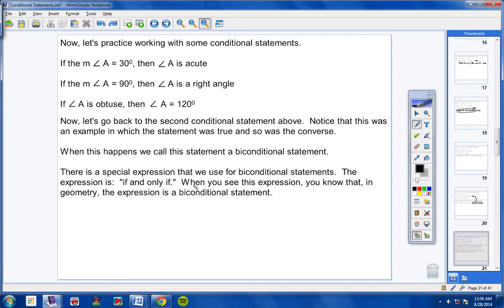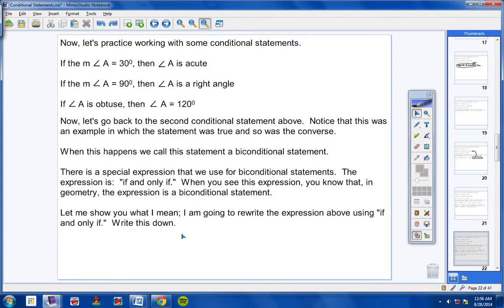Okay, this will stay up here for a couple more minutes. Let's continue on. Let me show you what I mean. I am going to rewrite the expression above using if and only if. So let's think about this. Remember, we already decided this is a biconditional statement. So now I'm going to rewrite this statement using if and only if.